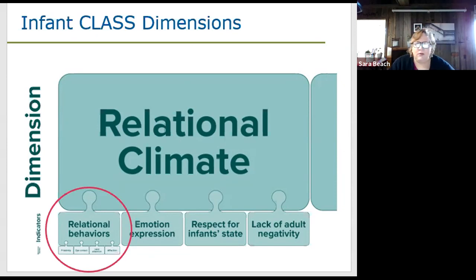And so you will be looking at these relational behaviors and saying, is there a strong relationship, or is there kind of a relationship, or is there not much of a relationship? You've got high, mid, and low levels of these things.